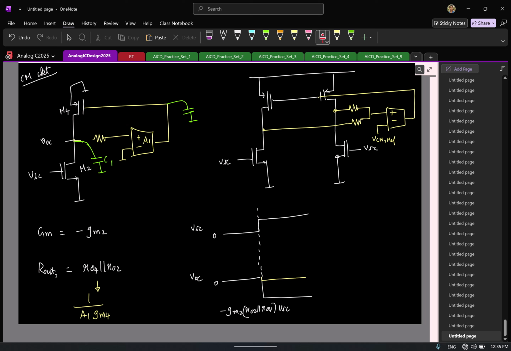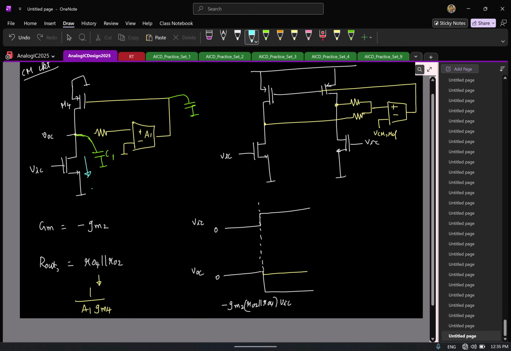So which means initially, if I apply the step, what is the current that is drawn here? Small signal current. In this direction, what is the small signal current? The gate voltage is VIC. What is the small signal current?